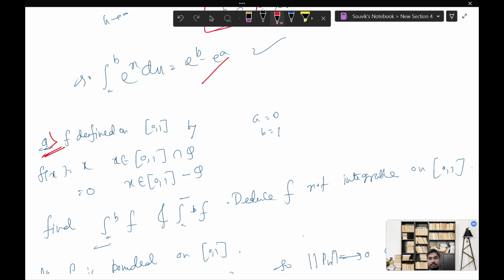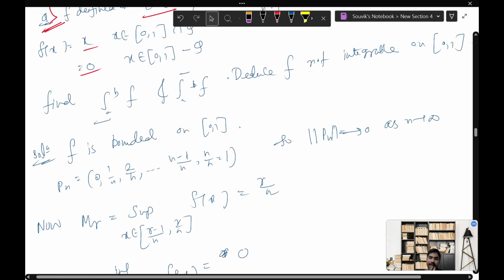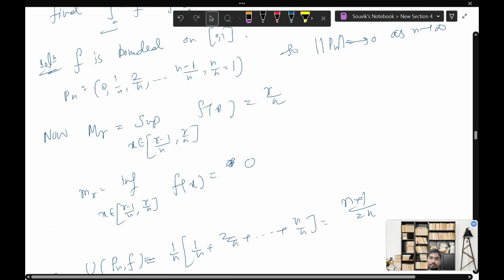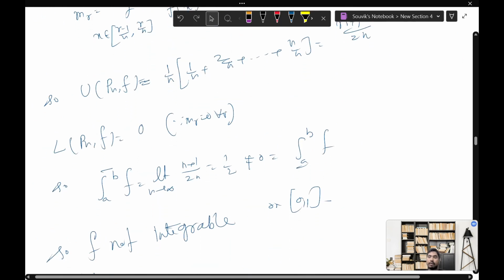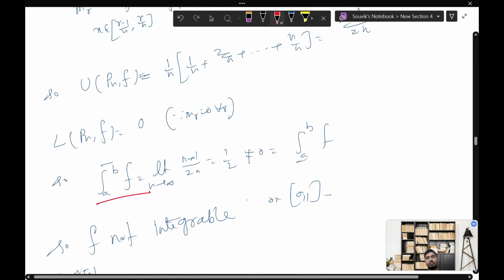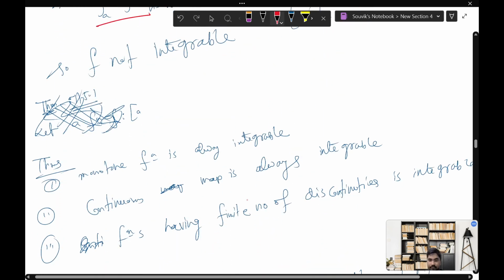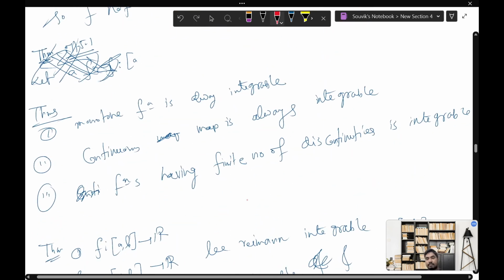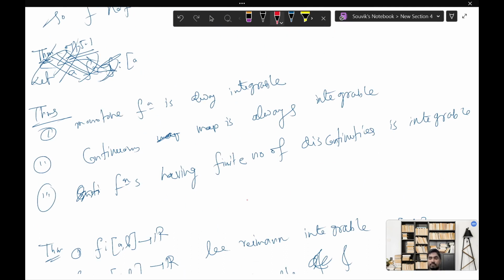Consider the function f defined on [0,1] by f(x) equal to x when x is rational and 0 when x is irrational. Using the definition, we calculated the lower integral and upper integral to be 1/2 and 0 respectively. So f is not integrable. Next, we stated some theorems. A monotone function is integrable. Second, a continuous map is always integrable. Third, a function with a finite number of discontinuities is always integrable.